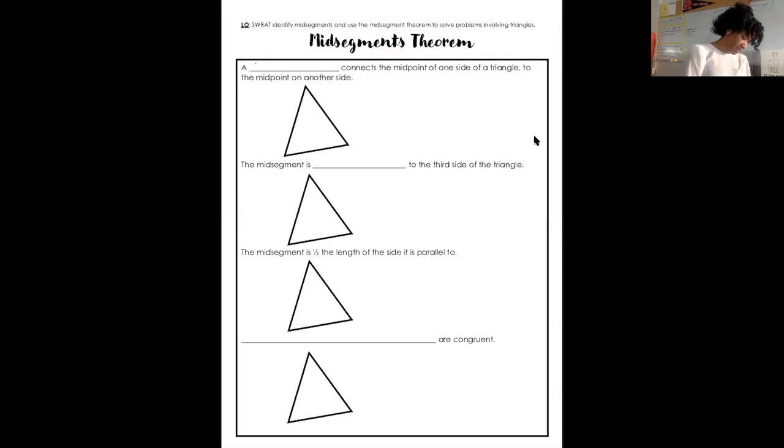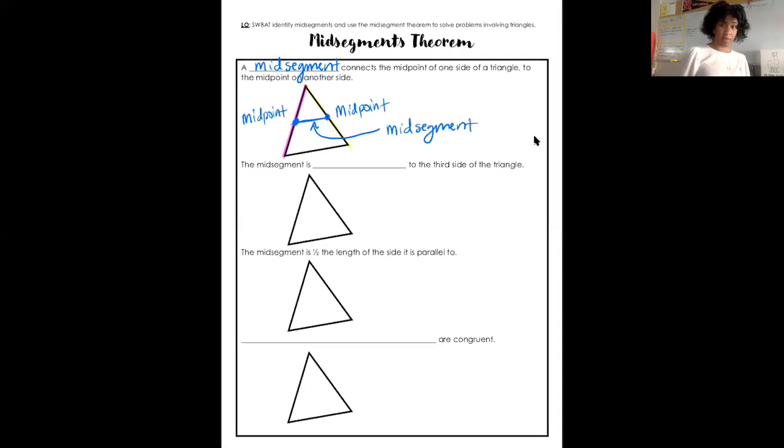A midsegment connects the midpoint of one side of a triangle to the midpoint on another side. So let's say we start on this side here. There's my midpoint. Put a point there and label it midpoint. And then we're going to pick another side of the triangle. Label a midpoint right there. Connect those 2 points together. This line segment here is called a midsegment.